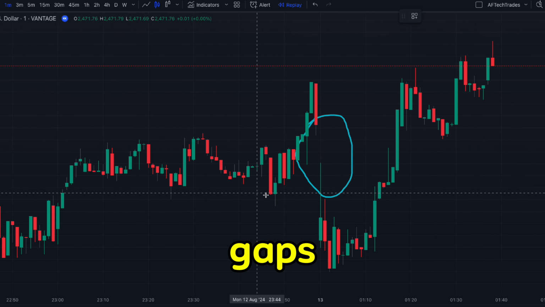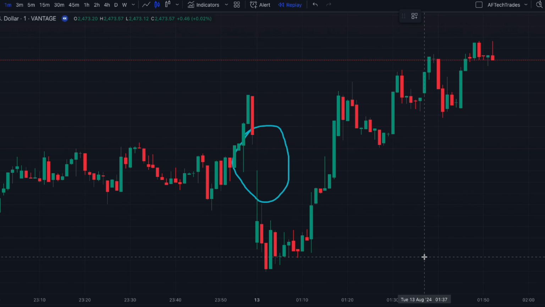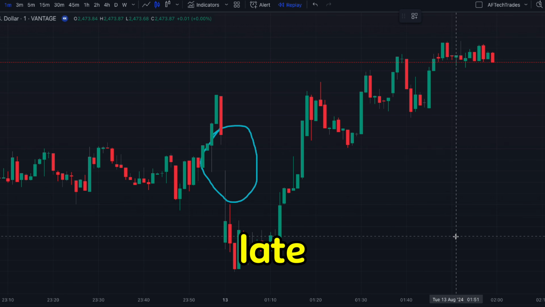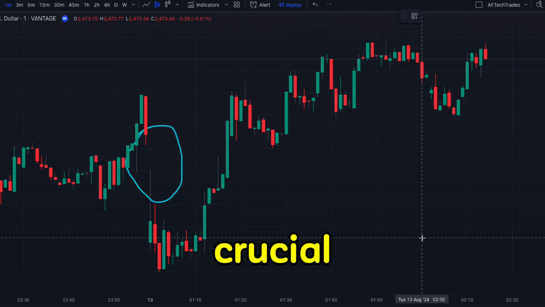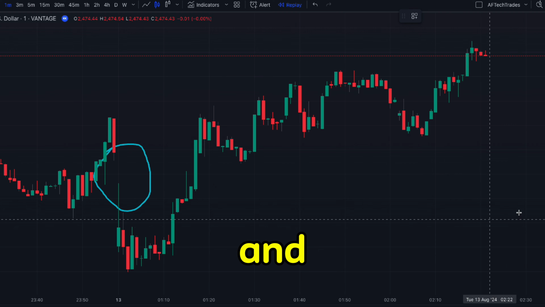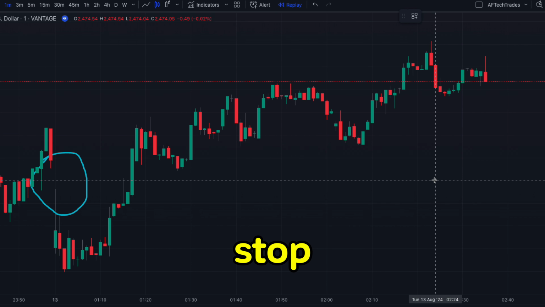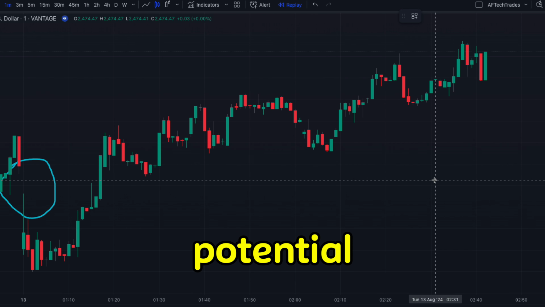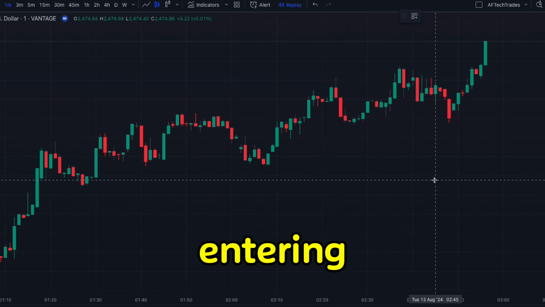Trading runaway gaps can be profitable but requires careful timing and risk management. Entering a trade too early or too late can result in missed opportunities or increased risk. Therefore, it is crucial to have a well-defined strategy and to stick to it. Proper risk management techniques, such as setting stop-loss orders, can help mitigate potential losses. One strategy is to wait for a pullback towards the gap before entering a trade.